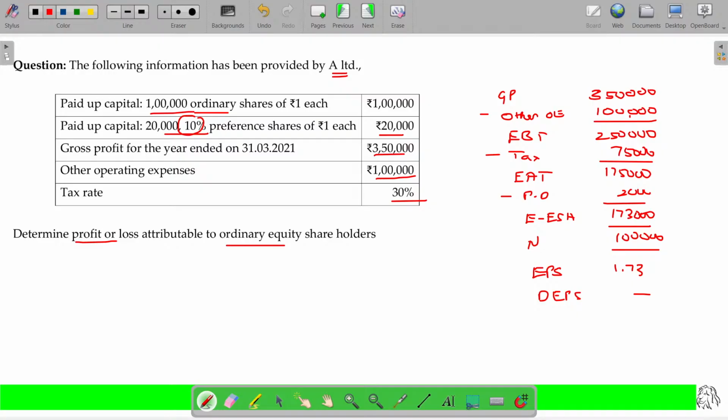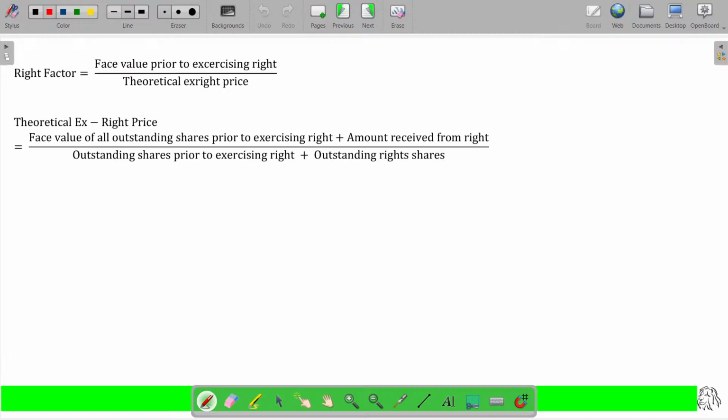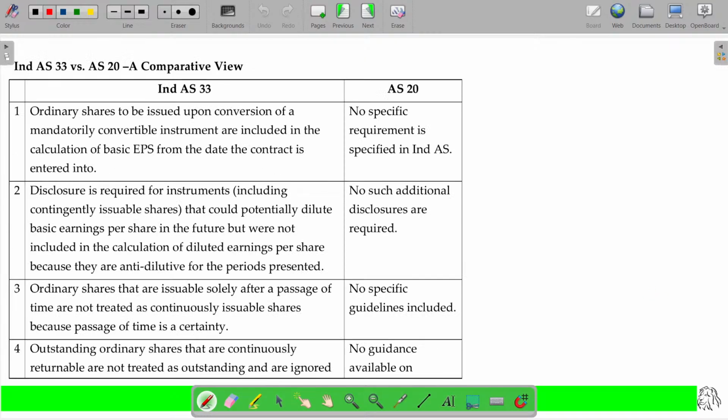Let's directly go for some practical questions for your better understanding. Then I will give the summary. Okay, finally I will give the summary.